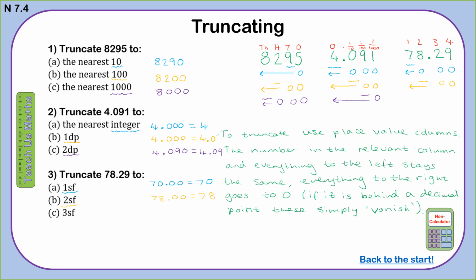Final question then. To truncate 78.29 to 3 significant figures, I look at the third significant figure, that is my 2. This column and everything to the left stays the same. Everything to the right goes to a 0. So truncating 78.29 to 3 significant figures, I get 78.20, which I will write as 78.2.